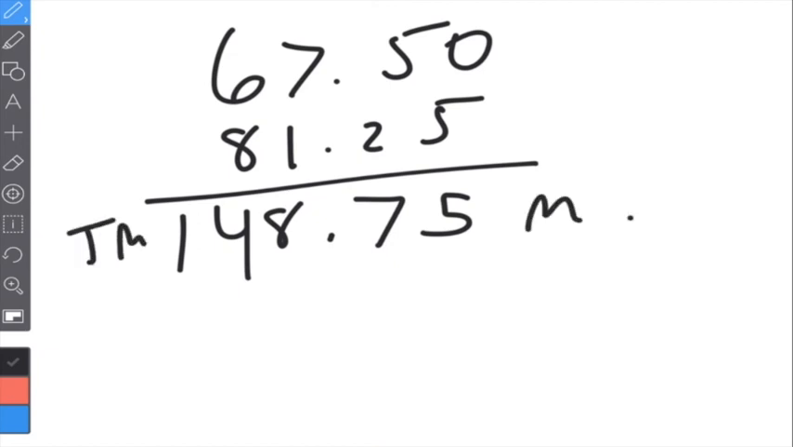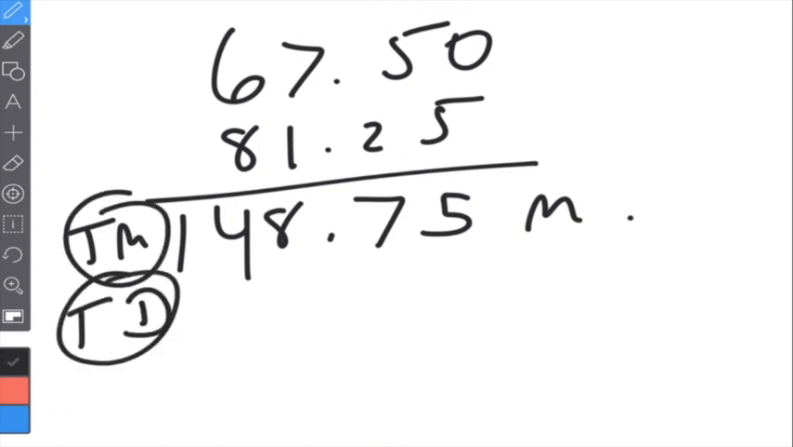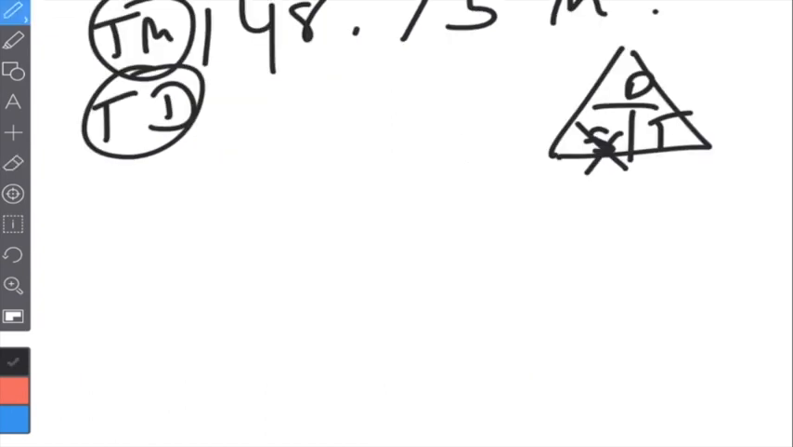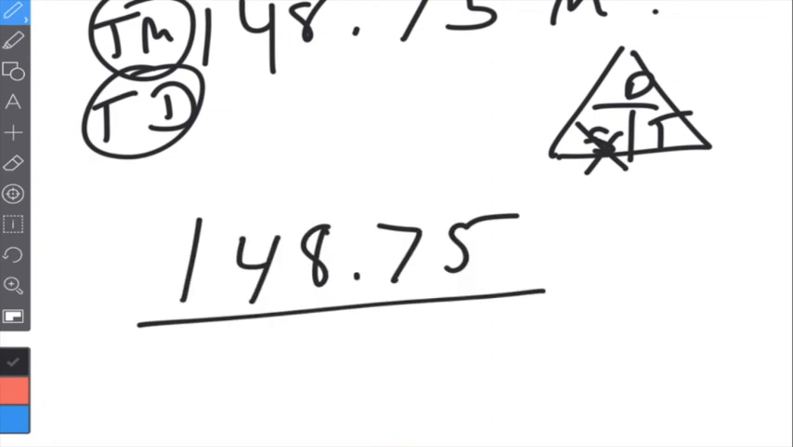So if you remember to do average speed, let's look back at our chart. We have D over ST. If I want average speed, I'm going to put my finger over the S. It's distance divided by time. So it's total distance, which is 148.75 miles over total time. So if I go back and I look at my total time, I'm going to figure out it's 5.5 hours. Because if I add 2 hours and 2.25 hours and 3.25 hours, I get 5.5 hours.